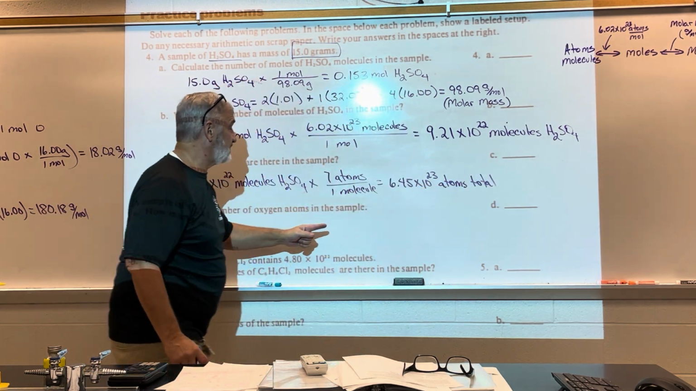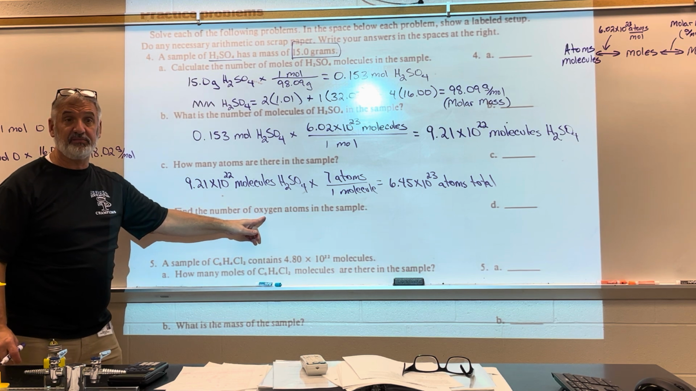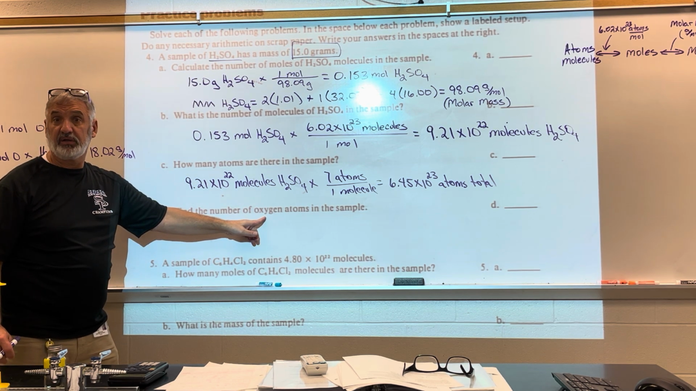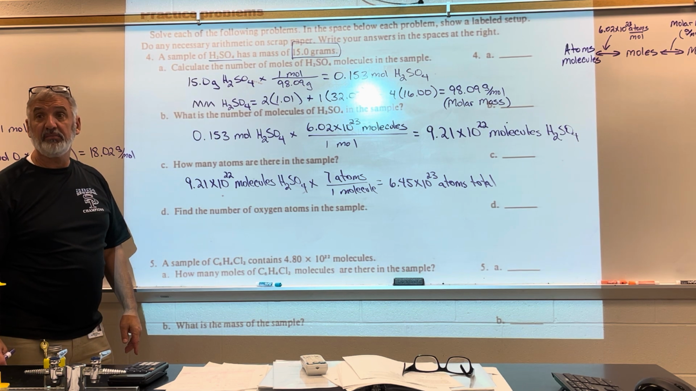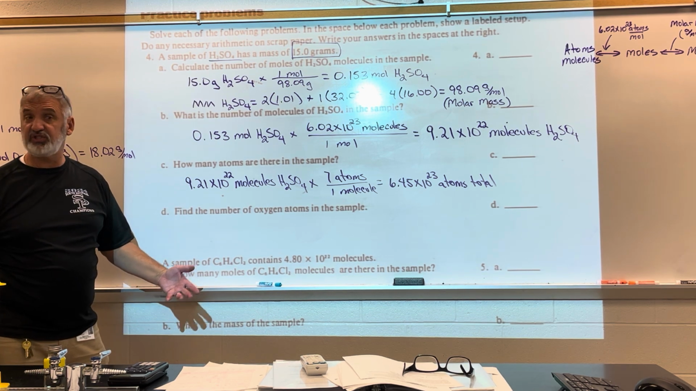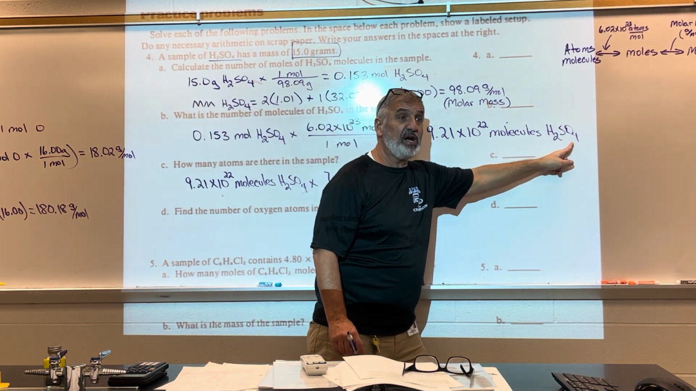But now, let's look at this one. What would be the only difference between these two? Find the number of oxygen atoms. Just multiply by 4 instead. Instead of 7. There's 7 atoms total, but of the 7, 4 of them are oxygen.